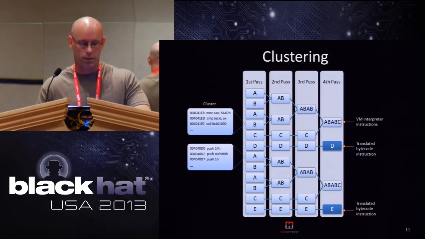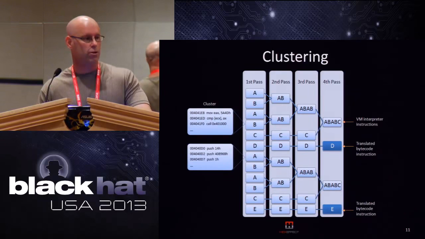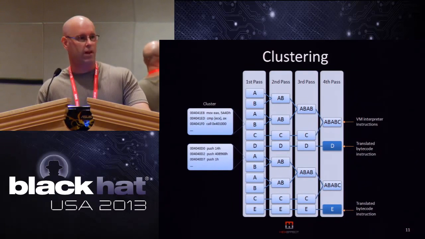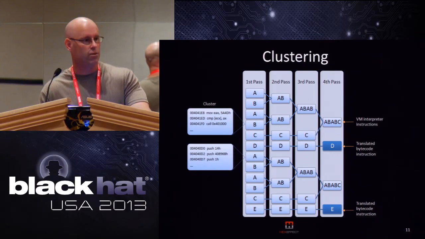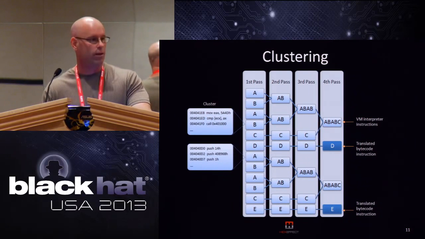So in this case, think of cluster B, where it's got the move, the compare, and the call. Everywhere those exact same instructions come up again in the run trace, I label it as B. And of course you see A. Then when we go to the next pass of the clustering, I start taking those A and Bs and find if there are any other A and Bs.